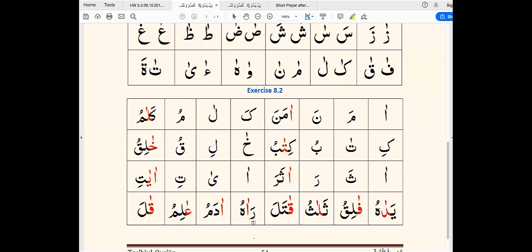Off you go. Ra'ahu. Good. Adamu. Okay. Make sure you look where the vertical fatha is. Yeah? Have another go. Adamu. Beautiful. Well done. Alimu. Good. Qala. Again. Look. Qala. Good. Much better. Qala. Very good. Well done. Make sure you get those thick sounds right.